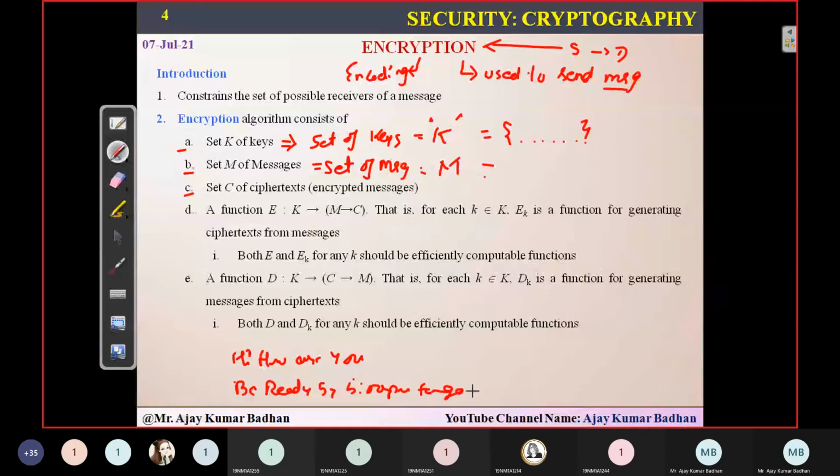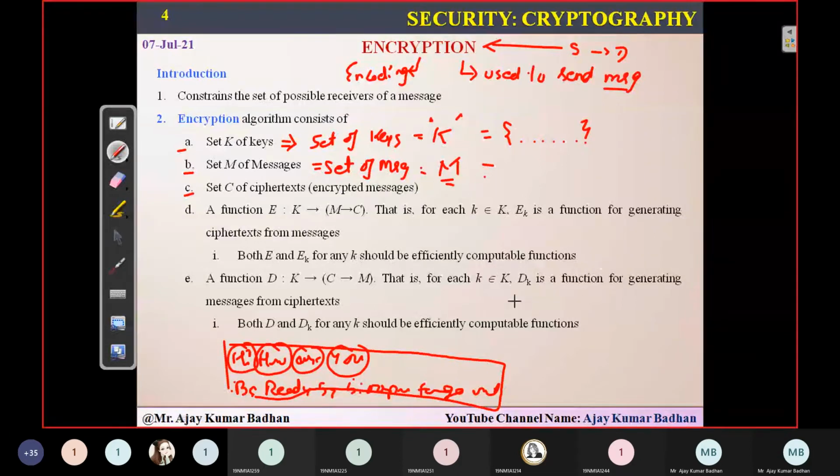This is a message you are trying to send in a single stretch. So what happens here, these are the set of messages. "Hi" is one message, "how" is a separate packet, "are" is a separate packet, "you" is a separate packet, this way. Each one will be considered as a set of messages, which will be represented within the curly braces. That is what M means here, messages.